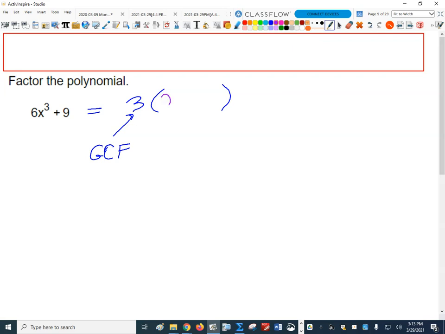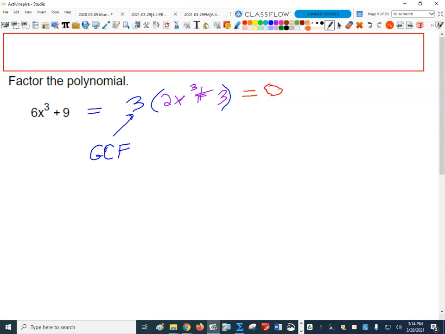Okay, good. So 2x cubed. If I divide 6x cubed by 3, I get 2x cubed plus, oh my God. I don't know, I'm about ready to just junk this whole thing. 9 divided by 3 is 3, right? And that whole thing is equal to 0, right?